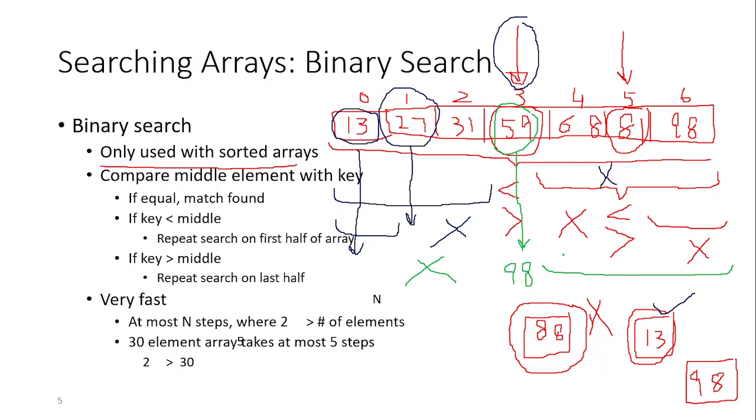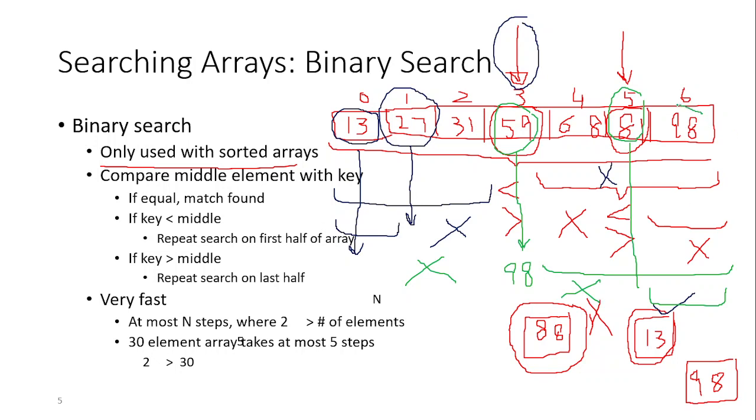So now we have to look for 98 here. Now we have to find the middle point of this subarray. 81. Is 98 equal to 81? No. Is 98 less than 81? No. Is 98 greater than 81? Yes. So that means we can find 98 in this half of the array, not in the other half.